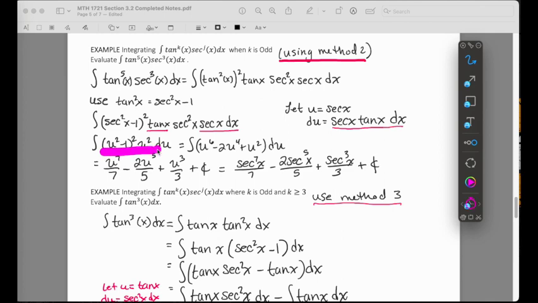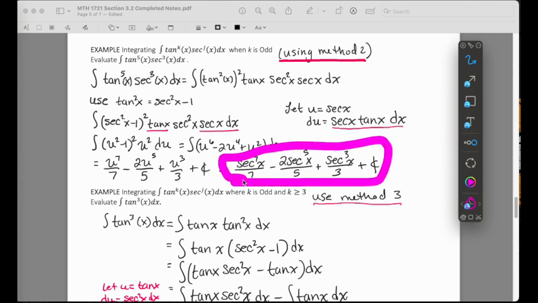Now, when I multiply that out, I get u to the 6th minus 2u to the 4th plus u squared. And then I can take the antiderivative and I get u to the 7th divided by 7 minus 2u to the 5th divided by 5 plus u to the 3rd divided by 3 plus our constant. And then we go back in and substitute in terms of x.